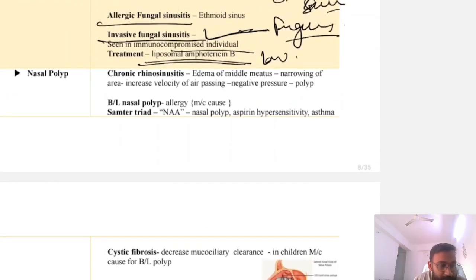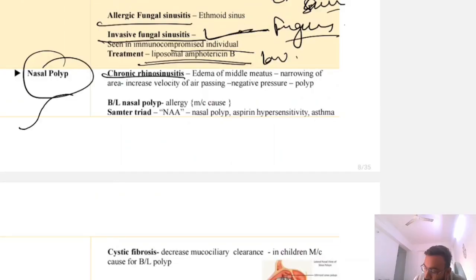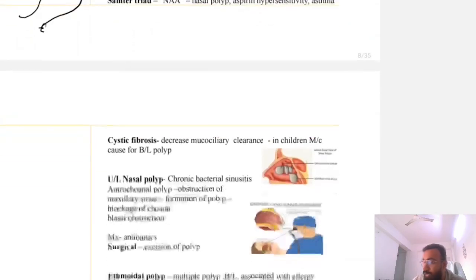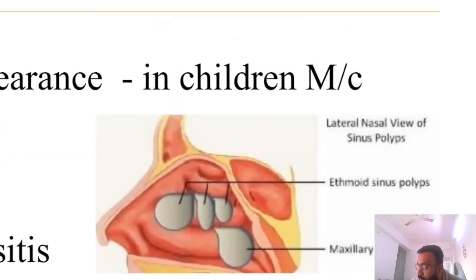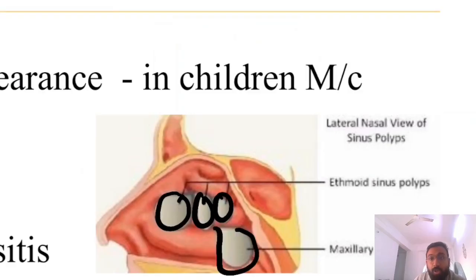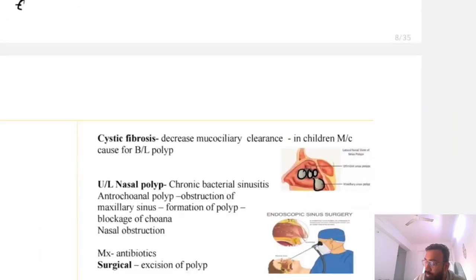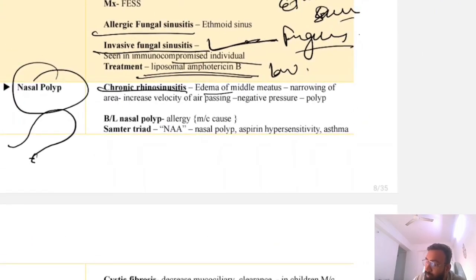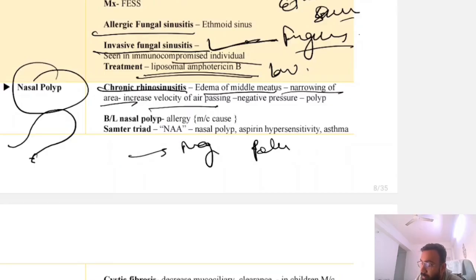Next is chronic rhinosinusitis. Nasal polyp is formed due to chronic rhinosinusitis. What is a polyp? A polyp is an outpouching from the mucosa. There are two types of polyp: multiple polyps, which you can see in the ethmoid, and antrochoanal polyp, which is unilateral and originates from the maxillary sinus. There is edema of the middle meatus, narrowing of the area, increased velocity of air and negative pressure, which leads to formation of a polyp.